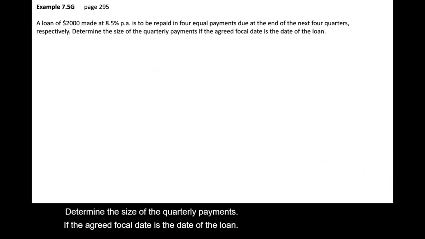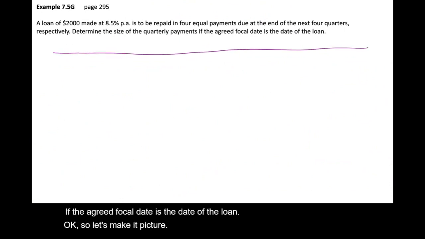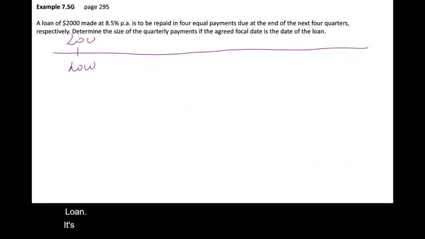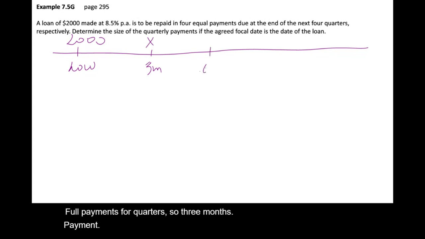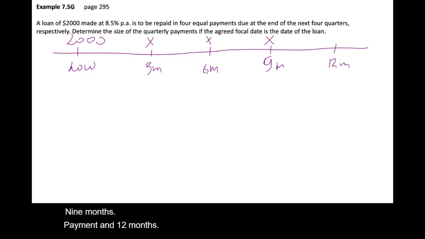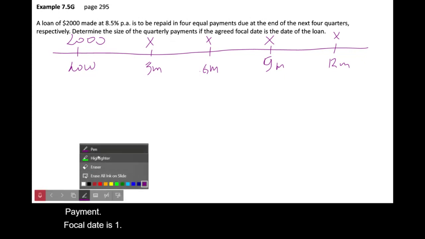Okay, so let's make a picture. Loan. It's a present value always. 4 payments, 4 quarters, so 3 months payment, 6 months payment, 9 months payment, and 12 months payment. Focal date is what? Day of the loan.